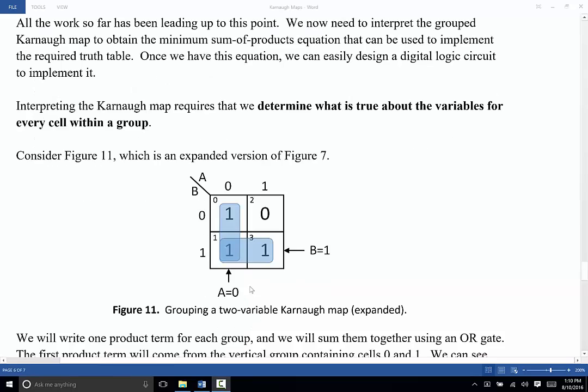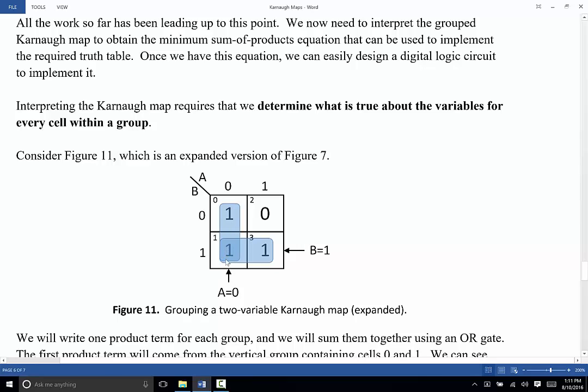And so here, if I look at figure 11, which is just a revisiting of figure 7, I see that there are 2 groups. Now, each of those groups is going to form a product term. So the first group, I'll look at the vertical group here. So this vertical group belongs all to the first column. And what's true about every cell in the first column? They all have A equals 0. And since they all have A equals 0, that's what's common about every cell in this group.